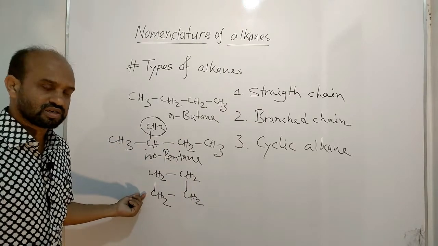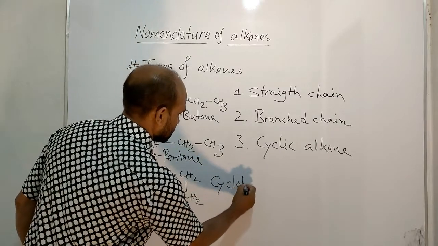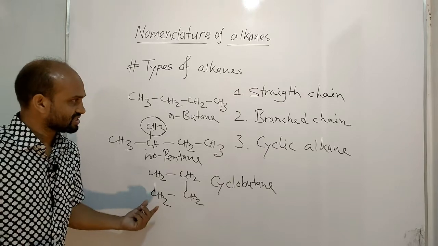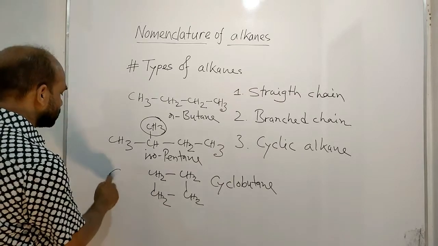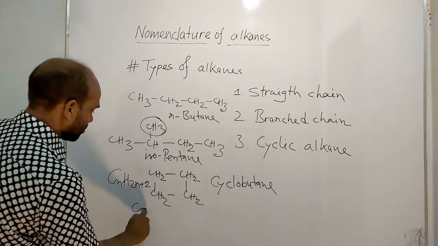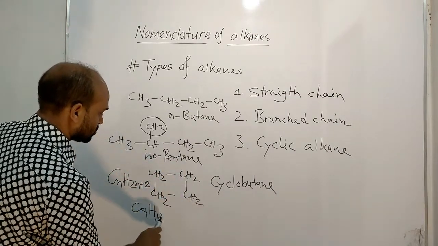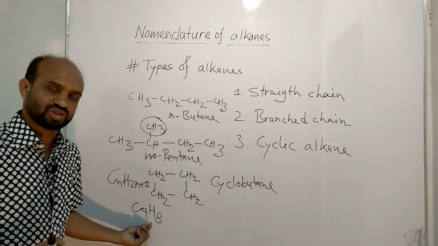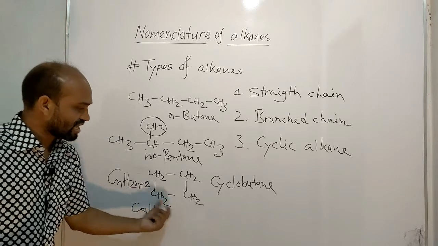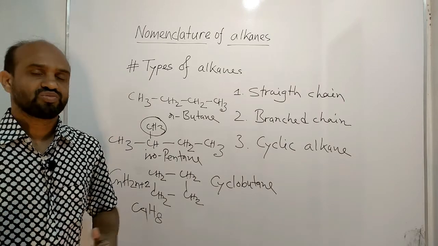Another alkane is here, that is cyclic alkane. This is actually cyclobutane. This is a cyclic alkane, but it doesn't follow the rule CnH2n plus 2. Here the number of carbon atoms is 4 and the number of hydrogen atoms is 2, 4, 6, 8. So the number of hydrogen atoms is not double the number of carbon atoms plus 2. So cyclic alkanes don't follow this general formula. My dear students, let's move on to the next point.